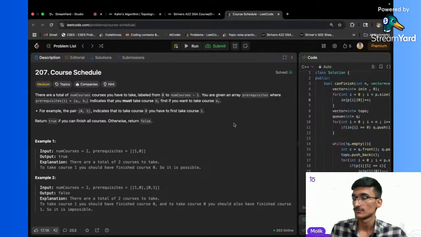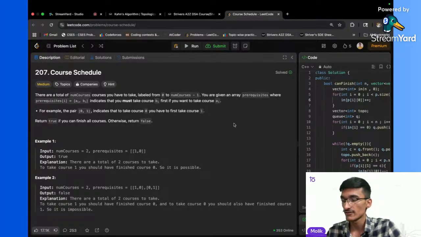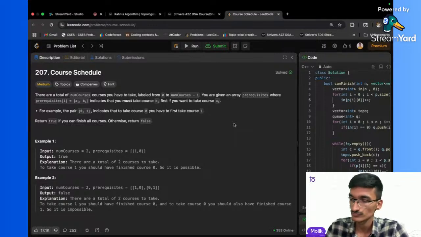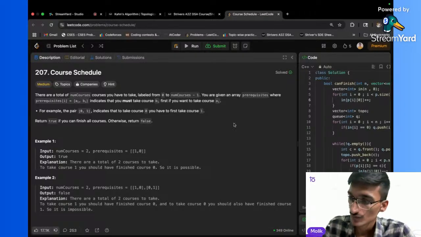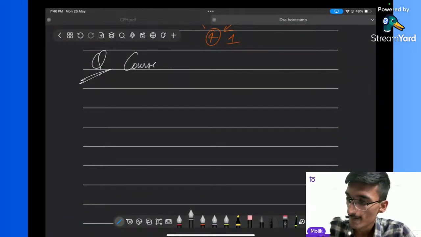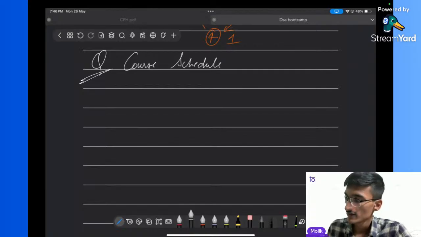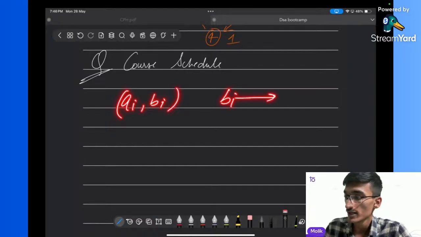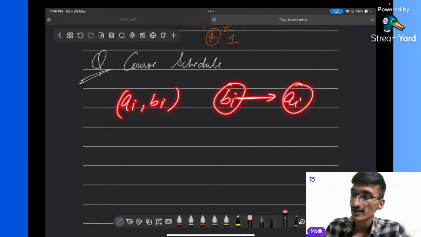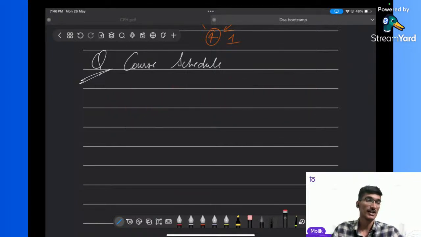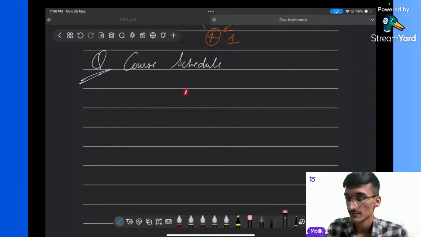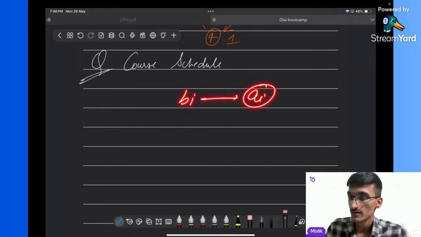So now see, try to formulate this graph problem. They have given you prerequisites such that u, v, I mean course ai, bi. So you should take course bi before you take course ai, right? So try to imagine a directed edge from bi to ai. Now try to formulate this.